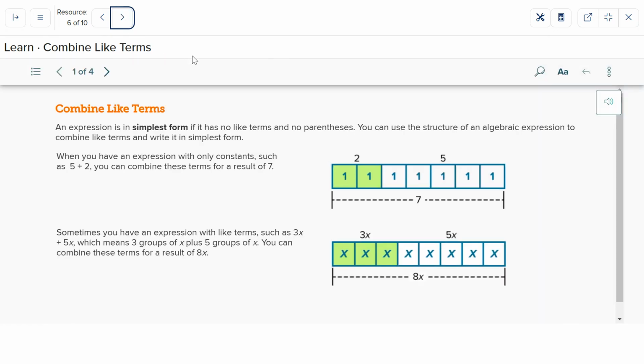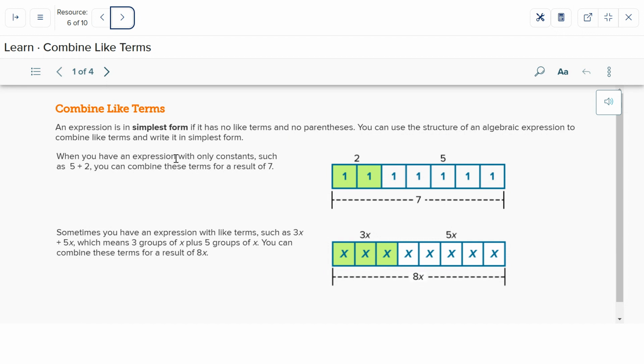And then combining like terms. This is something we've already talked about a little bit earlier in this module, but this is something that is helpful in order to bring our expressions down to simplest form. And so simplest form, if there are no variables, would be the solution to the expression. But if there are variables, you'll still have variables in your simplest form. So an expression is in its simplest form if it has no like terms and no parentheses. So you shouldn't have any parentheses left, and you shouldn't have any like terms left because you're going to be combining those.